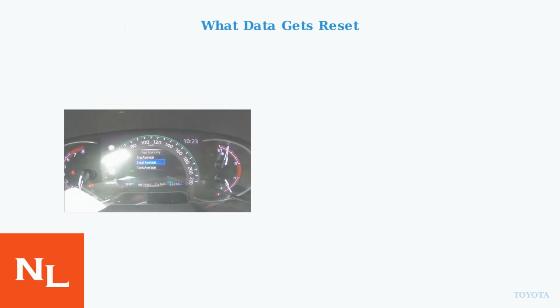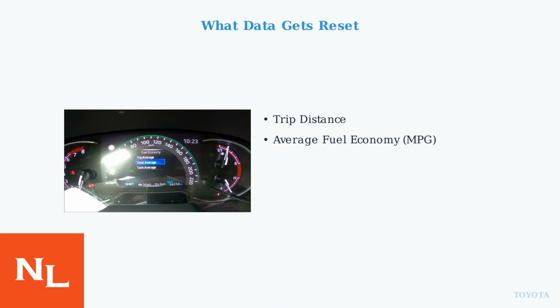Resetting your trip meter clears 5 key data points. Trip distance returns to 0, average fuel economy resets for fresh MPG calculations, trip time starts over, average speed clears, and range to empty recalculates based on current fuel level and driving patterns.